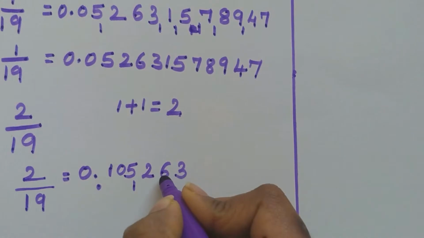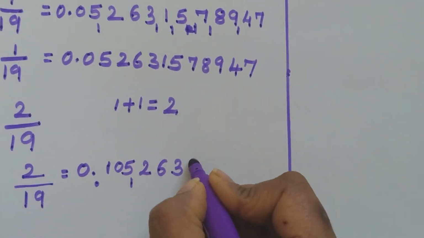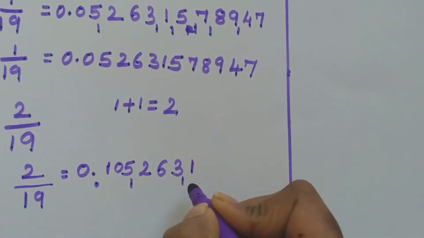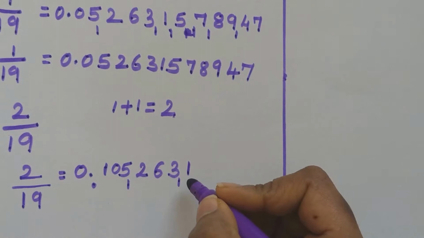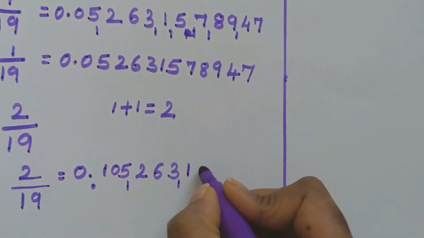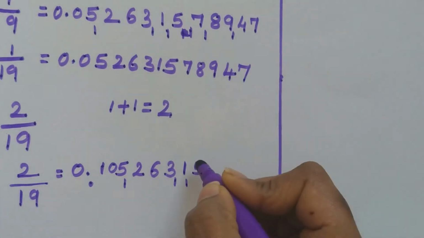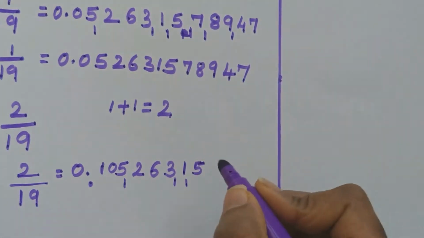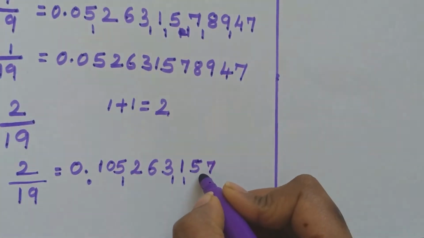So 2 3s are 6. 2 1s are 2, but the remainder is 1. So we are on to 11 divided by 2. If you do 2 5s are 10, then the remainder is 1. Now it becomes 15. 2 7s are 14, and the remainder is 1.